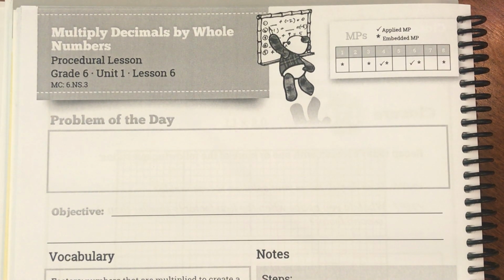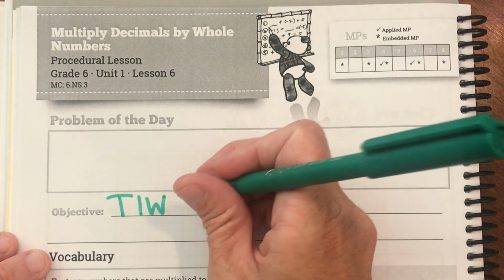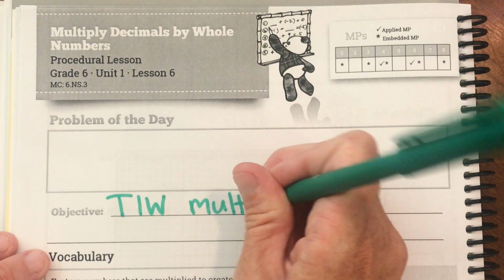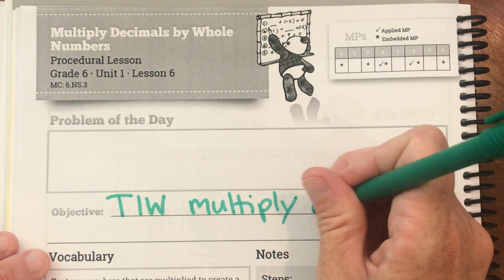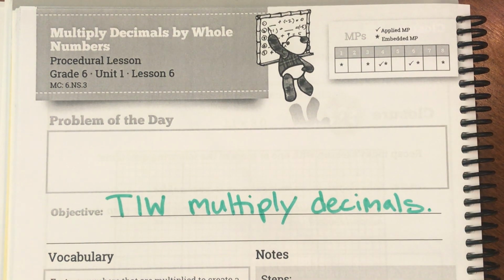Today we're on page 29 of your student journal, and our objective, or our goal today, is: today I will multiply decimals. Okay. So the rules for multiplying decimals are going to be very different than adding and subtracting. When we added and subtracted, we had to line up the decimals. That's the most important thing in adding and subtracting. You're going to see that that's not the case when we multiply.